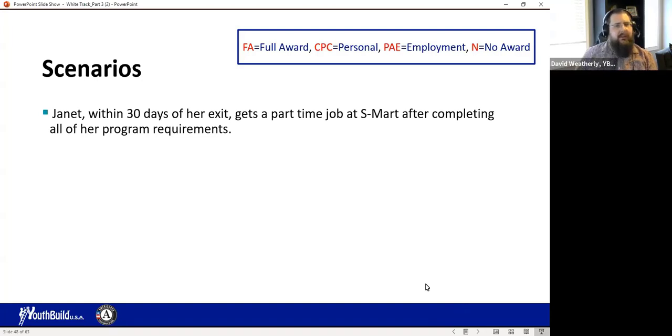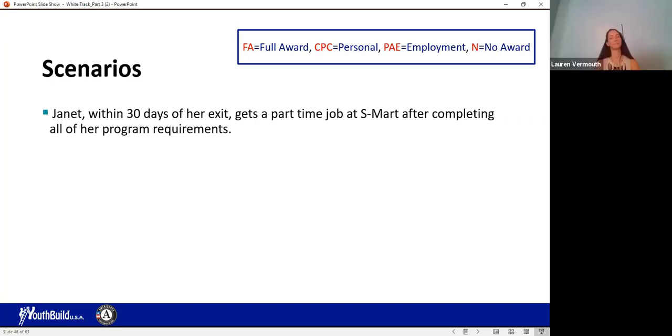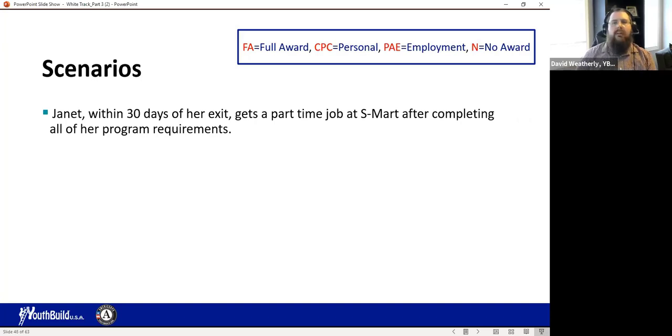Janet, within 30 days of her exit, gets a part-time job at S-Mart after completing all of her program requirements. And I will throw in, because my assistant foolishly left it off, Janet is also over 50% of her hours. What would this be? Go ahead and put it into the chat. She is not at full hours, but she is at over 50%.